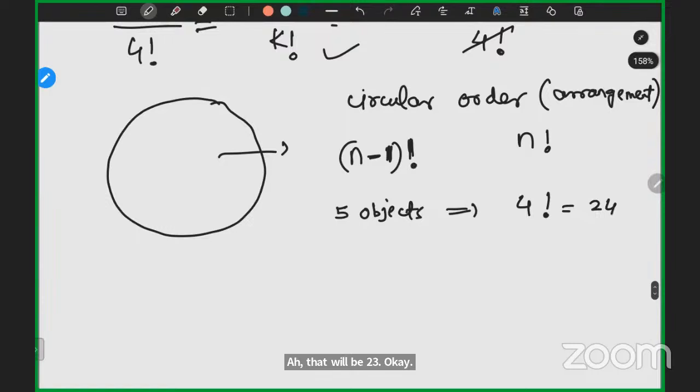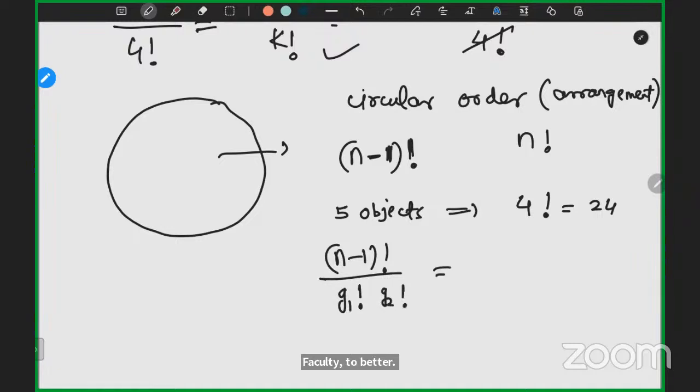And what if they are not distinct? They are repeating or something like that. Then you can say n minus 1 factorial divided by, the bottom part will remain the same, like g1 factorial, g2 factorial. That will remain constant.